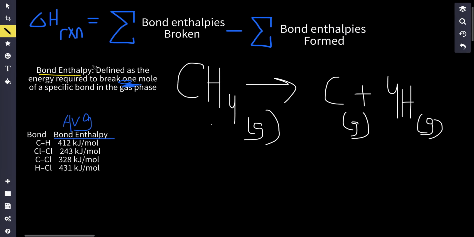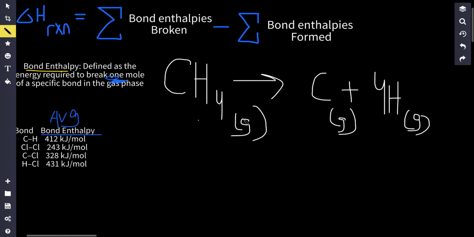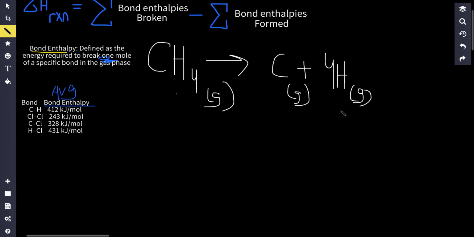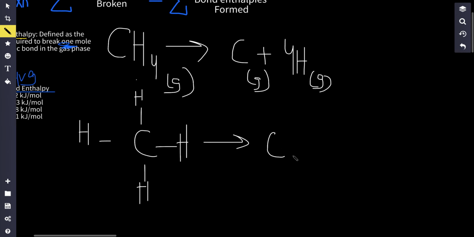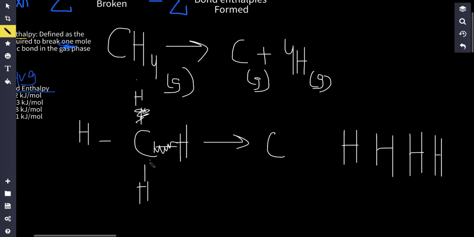Let's try a simple problem using this formula, and we'll work our way up. Let's say we have CH4 breaking into one singular carbon atom and 4 individual hydrogen atoms. First of all, let's just visualize how this looks. We start off with methane, and we're just left with a single carbon and 4 hydrogen atoms. Now, in order for this reaction to work, what has to happen? You essentially have to break all these bonds.